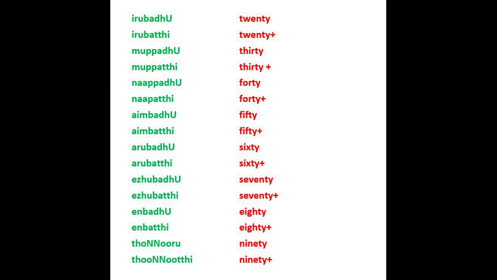Let's have a recap. 20 is 20, so it starts everything with 20. 30 is 30. 40 is 40. 50 is 50. 60 is 60. 70 is 70, 80 is 80, so everything starts with 80. 90 is 90 and everything starts with 90.